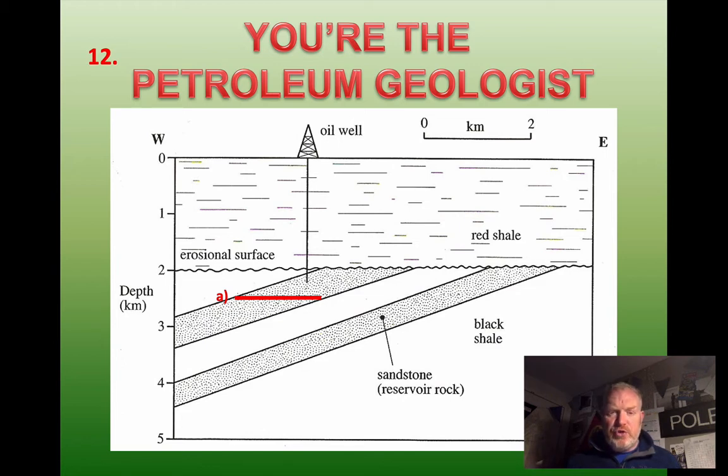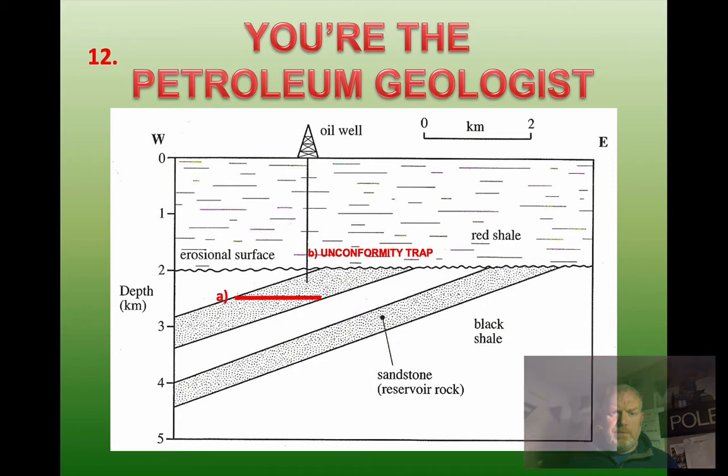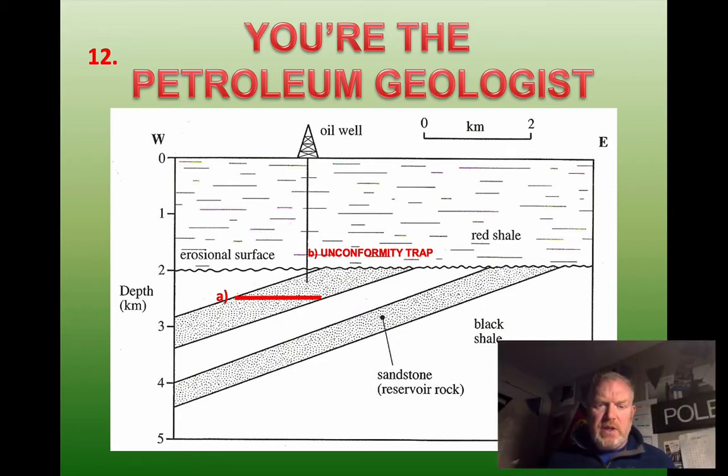Now this particular oil trap is an unconformity trap. You can see the red shale there cuts across the black shale and the sandstone, and there's an erosional surface there. There's definitely a break in the geology. Now the properties we need for the sandstone, for it to be suitable, is that it needs to be porous so it can store the oil, and it needs to be permeable as well so that that oil can be extracted and it can flow through that reservoir rock.